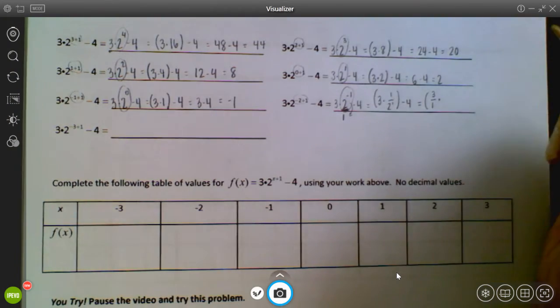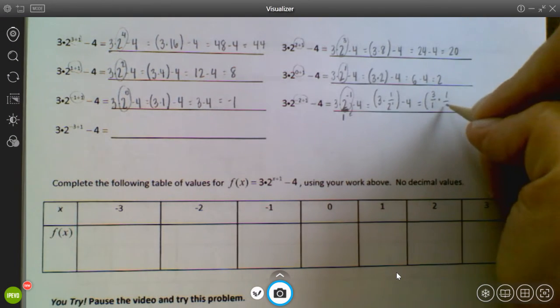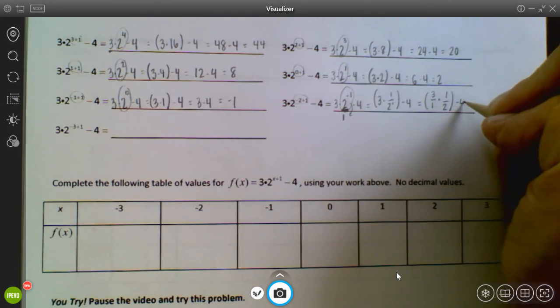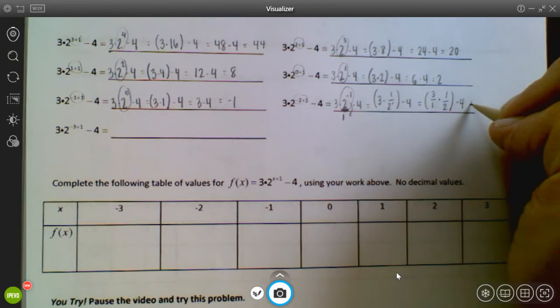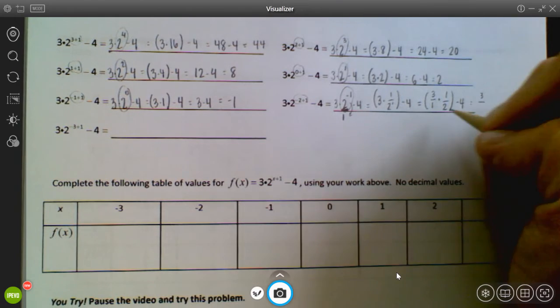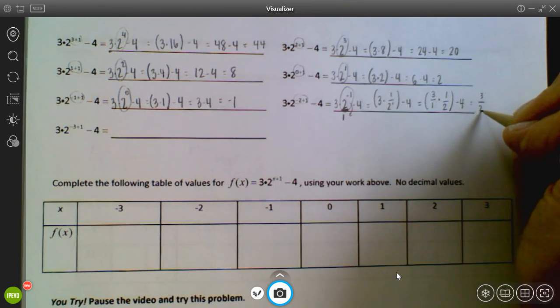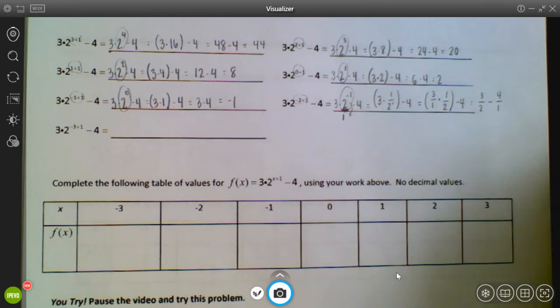And I'm going to go ahead and evaluate that 2 to the positive 1, which leaves you with a 1 over 2 minus 4. I'm going to still combine these on the inside first. So 3 times 1 in the numerator leaves me with a 3. 1 times 2 in the denominator leaves me with a 2. And then I want to go ahead and subtract 4.